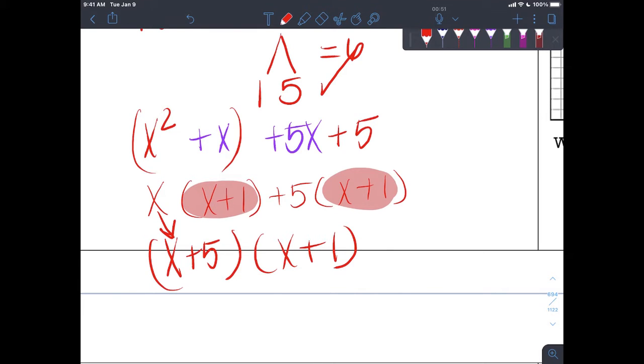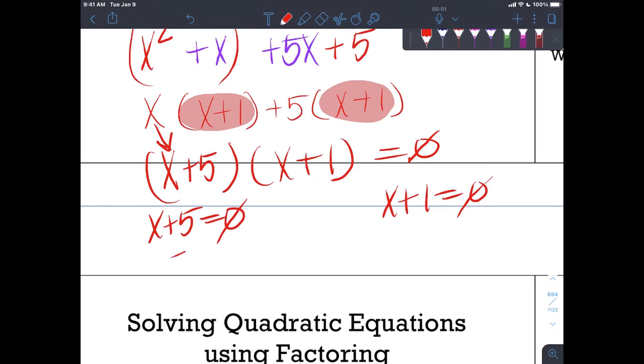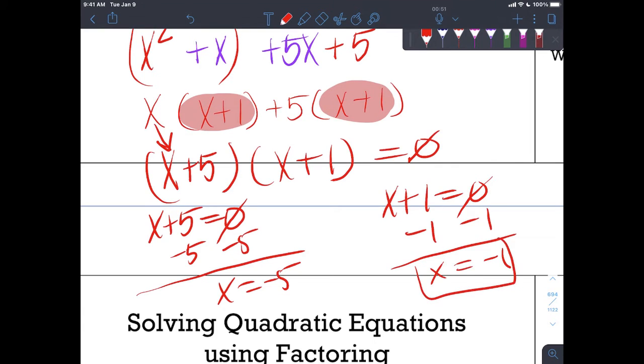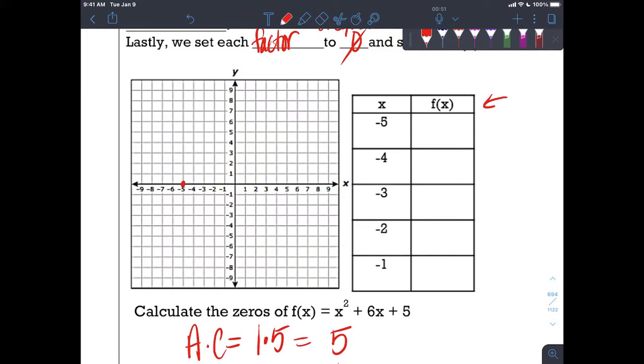However, they want me to find the actual x-intercepts. So I've got to split this apart. I can go ahead and solve for x. And I end up with x equals negative 5 and x equals negative 1. Meaning my graph should touch at the 2 points, negative 5 and negative 1. I don't know anything else about it.